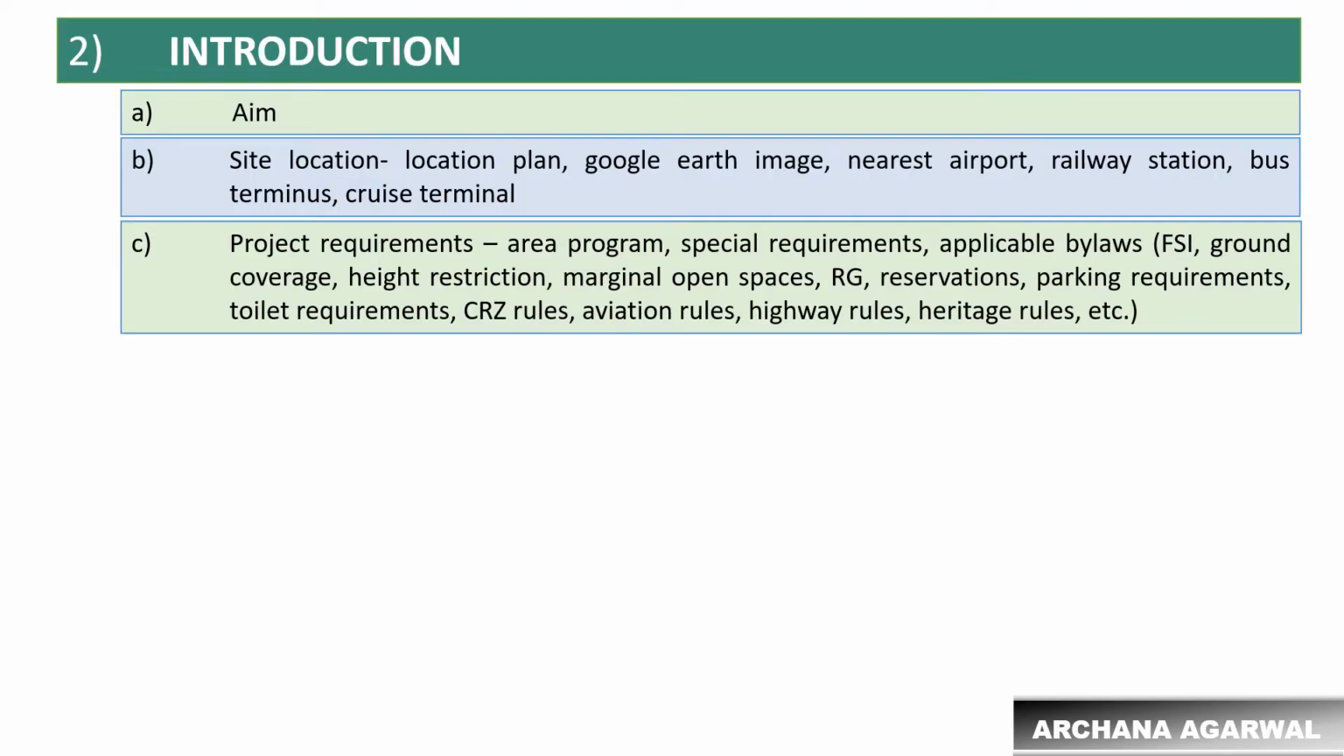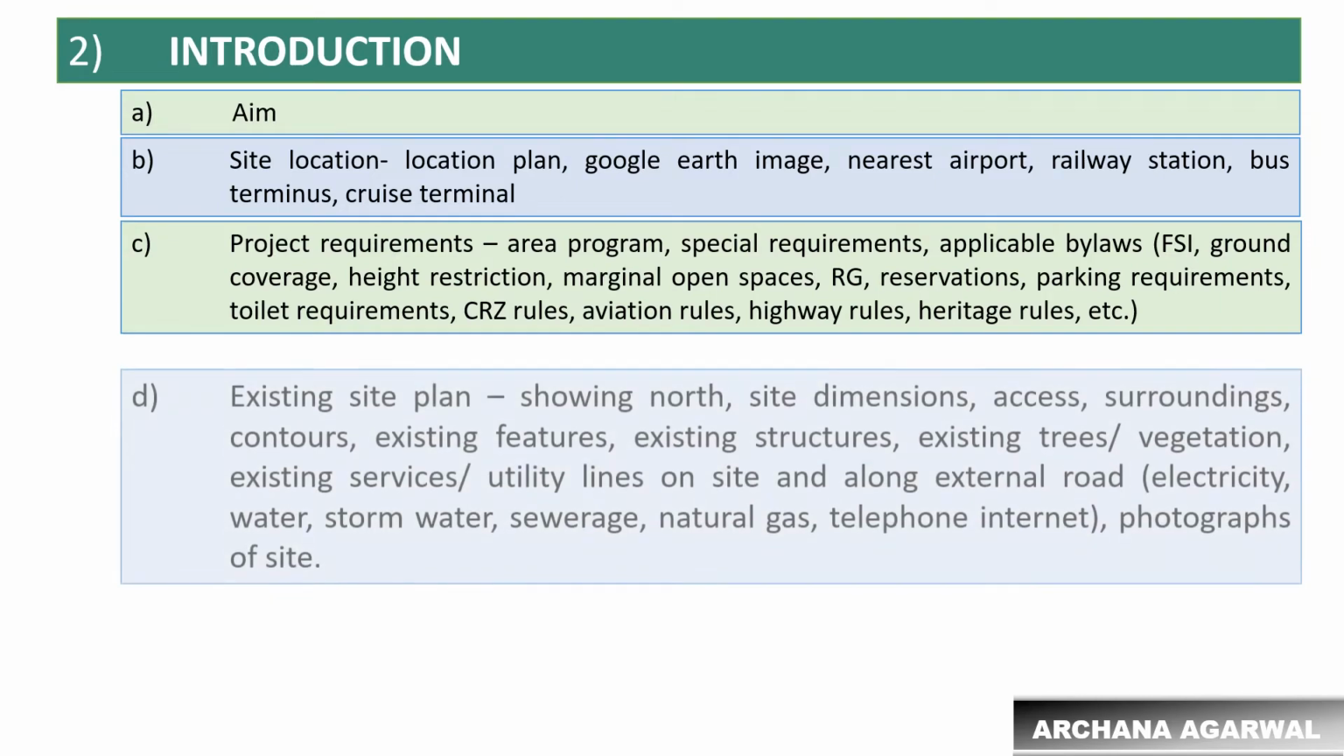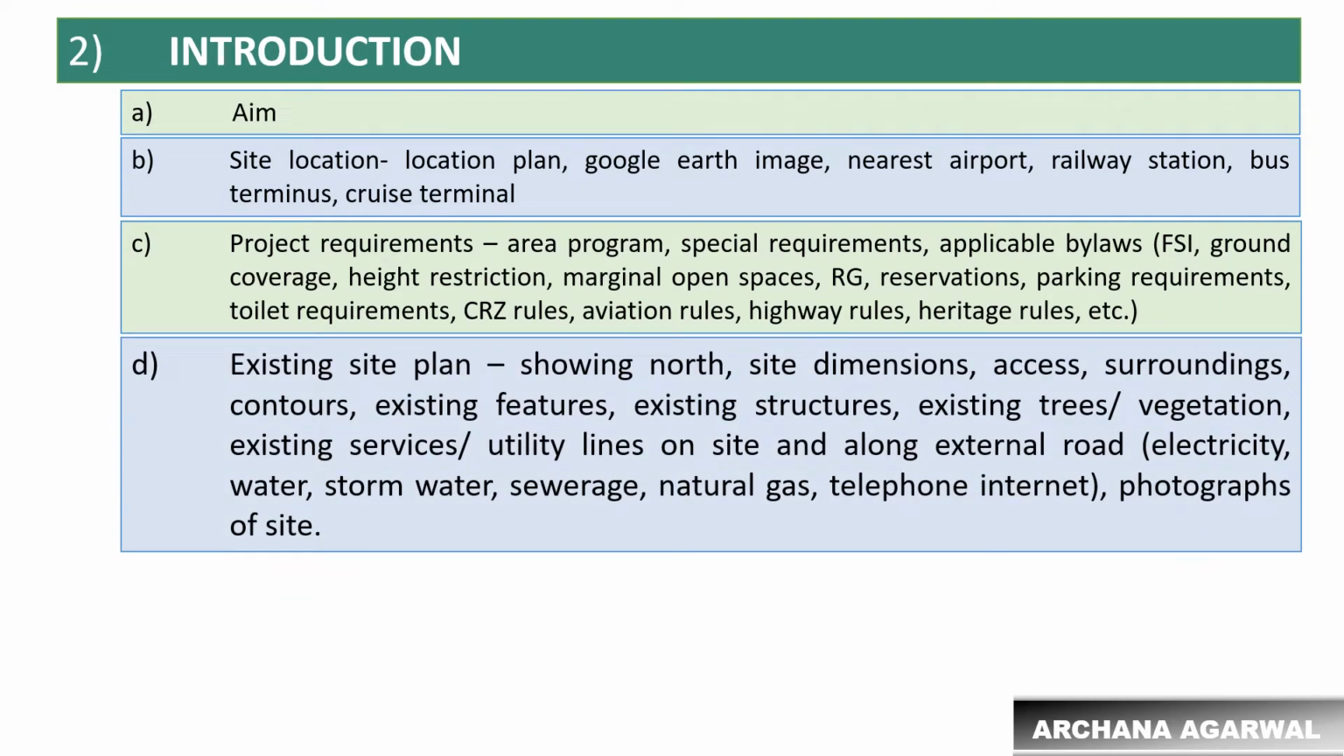After introducing the topic, introduce the site, that is, show the existing site plan, where you would be showing the north direction, site dimensions, access to site, surroundings, contours on site, existing features, existing structures, existing trees and vegetation, existing services and utility lines on the site, and also at the periphery of the site along the external road. The services you can show are electricity, stormwater, water supply, sewerage, natural gas, telephone, internet, etc. Also show the photographs of the site.